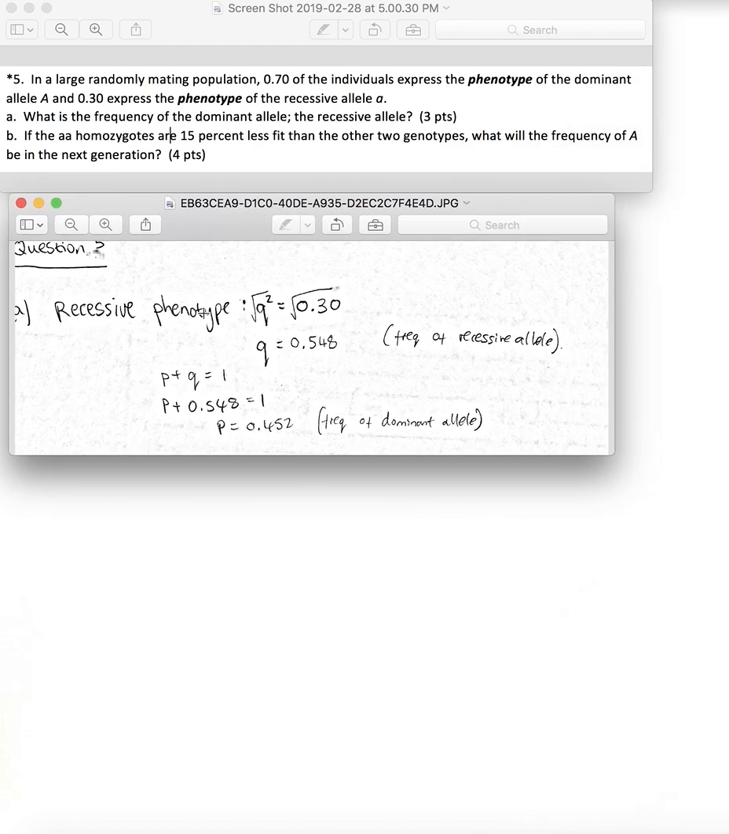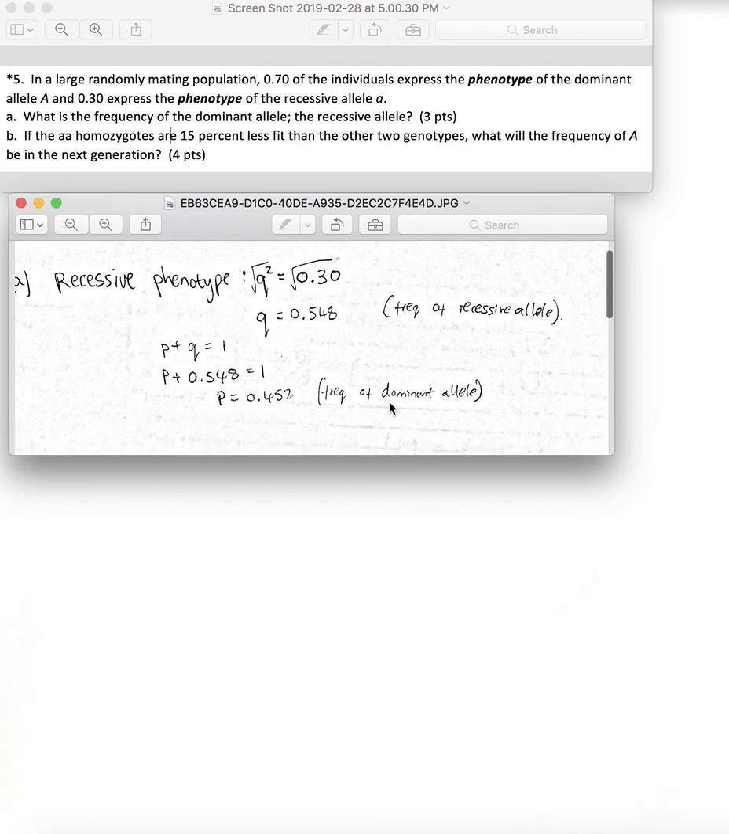So I looked at the recessive phenotype and I saw that it was 0.3, and I knew that would be q squared, with the equation p plus q equals 1, as I assumed that this was in Hardy-Weinberg equilibrium. I square rooted both sides and I got that q was equal to 0.548, which is the frequency of the recessive allele. And then using the formula p plus q equals 1, I figured out that p equals 0.452, which is the frequency of the dominant allele.